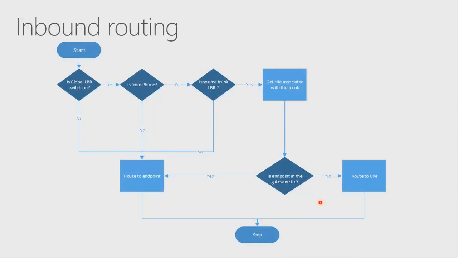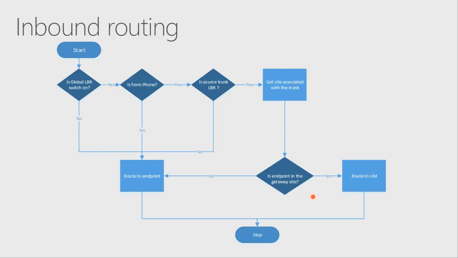Inbound routing is fairly simple as well. I don't think I need to go through this too much, but it's basically saying this inbound call came in from a specific gateway. Is the endpoint also in that same site? Because when you register, you included your subnet in your registration, so we know all your points of presence. We know which site they are all in. And so we can choose to route to just a subset of those endpoints, and you saw that on the inbound call. Or if none of them are available, then we'll route to unified messaging instead.